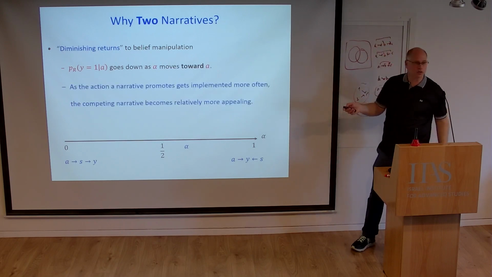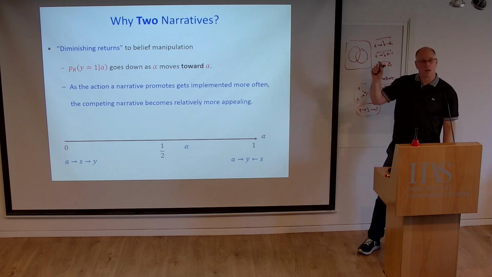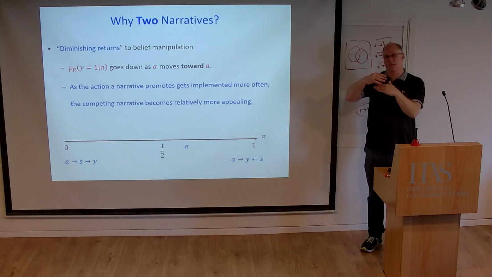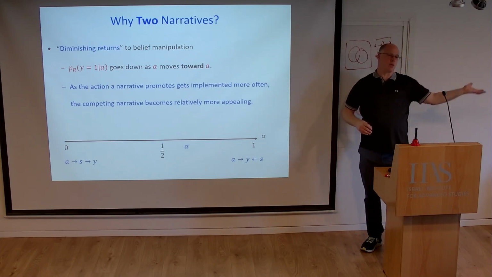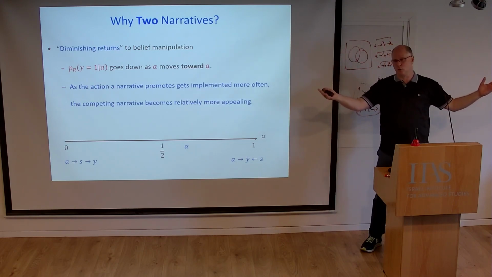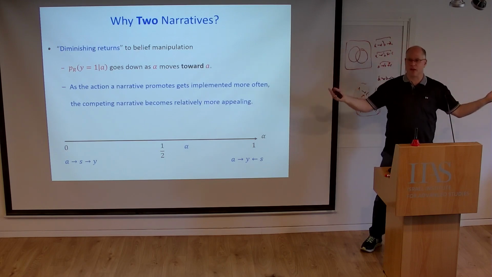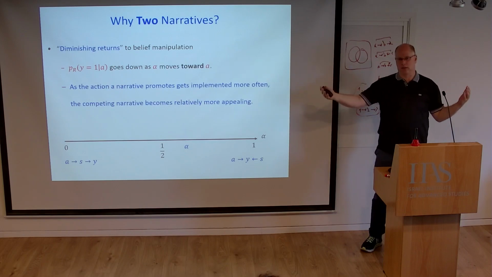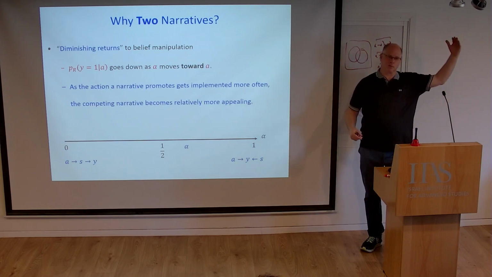That's the diminishing returns feature, at least in this example, that as the action that the narrative promotes gets implemented more often, the anticipatory utility from this action-narrative pair goes down, but the anticipatory utility from the rival pair goes up, because there the gap between the historical action distribution and the proposed policy widens. So you have more scope to offer a fantasy. Yeah, sure, things are bad, that's just because you're not doing what I suggest you should do. If you start doing what I suggest, then you will get a much better outcome.